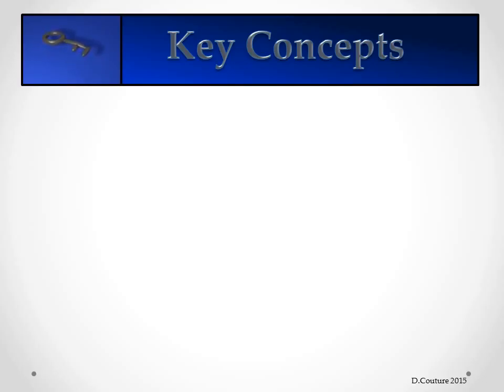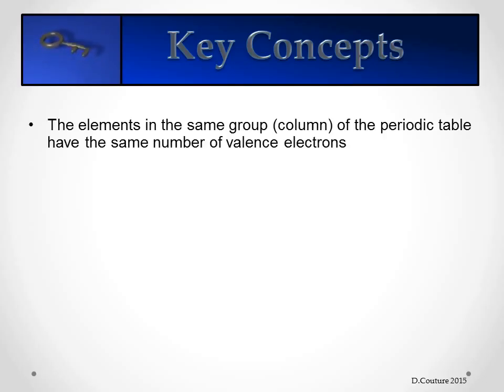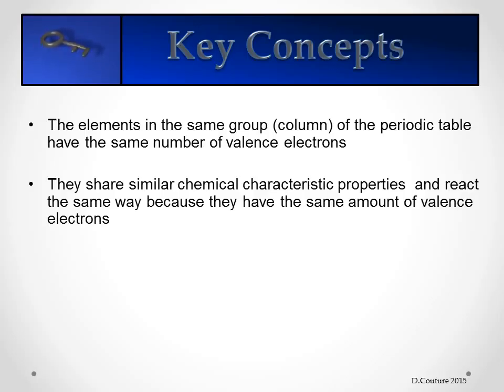So in key concepts to remember, as a quick review from last mini lesson, the elements in the same group or column of the periodic table have the same number of valence electrons. We're going to add to that because they have the same number of valence electrons, they will share similar chemical characteristic properties, and this is what we're going to call a family.